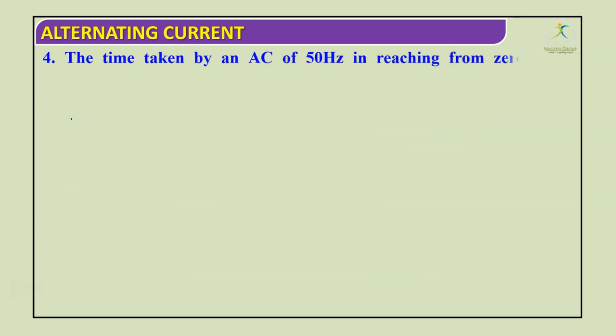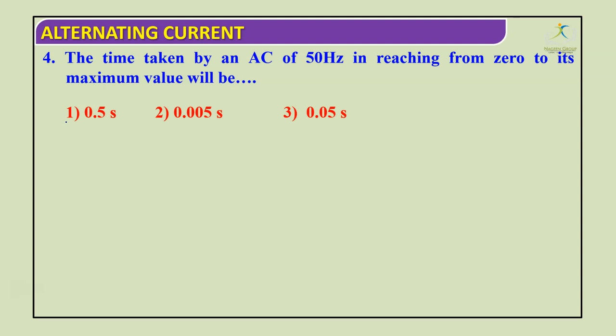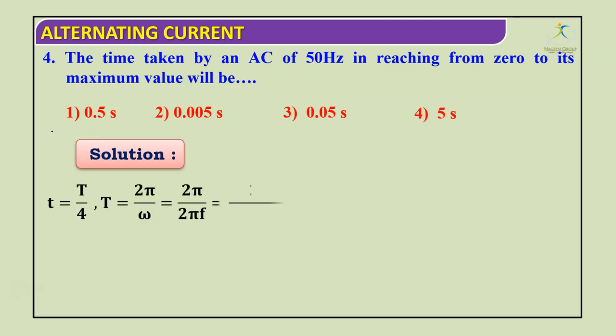Next question: the time taken by an AC of 50 Hz in reaching from 0 to its maximum value will be 0.5 second, 0.005 second, 0.05 second, or 5 second. The solution part: students, please keep in mind that for 0 to maximum value, the time period we take is 0 to T by 4.